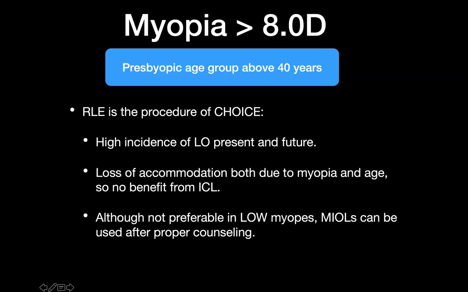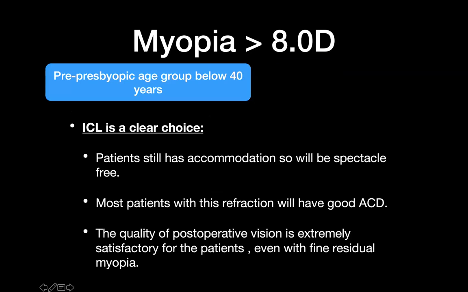Although not preferable in low myopes, multifocal intraocular lenses, especially the extended depth of focus intraocular lenses, can be used after proper counseling of the patient. Again, in myopia of more than 8 diopters, if you have a patient who is pre-presbyopic, below 40 years of age, I think ICL is the clear choice. This is a no-brainer. In patients below 40 years of age with myopia more than -8, I would definitely go for ICL as a first choice.